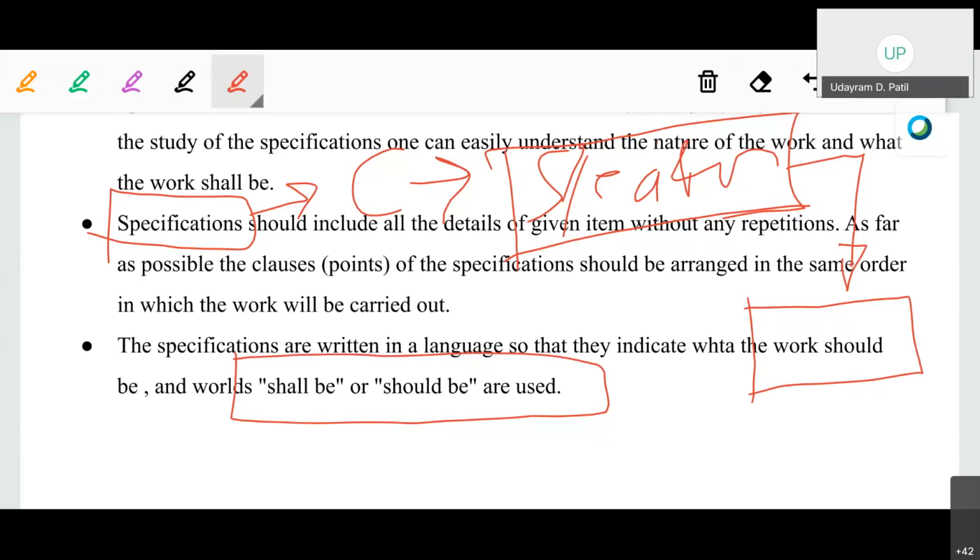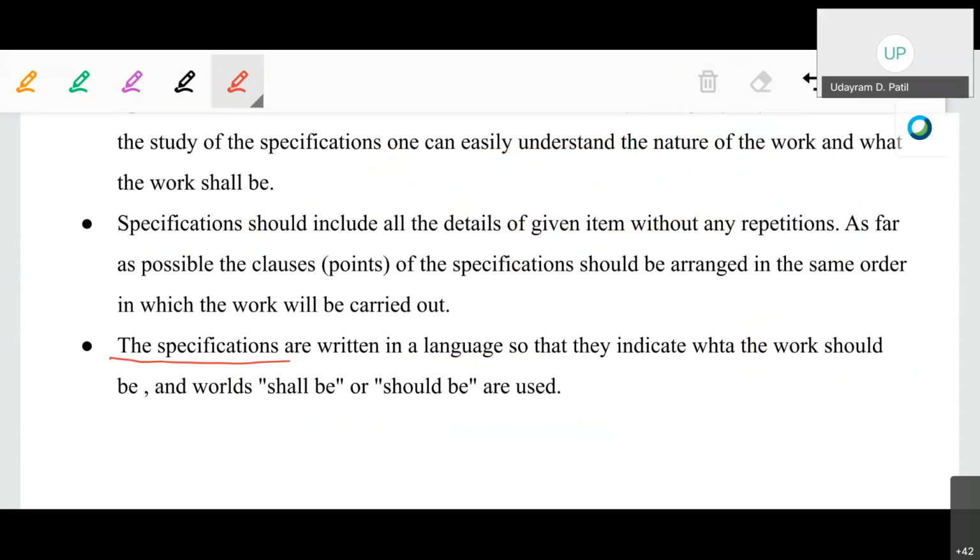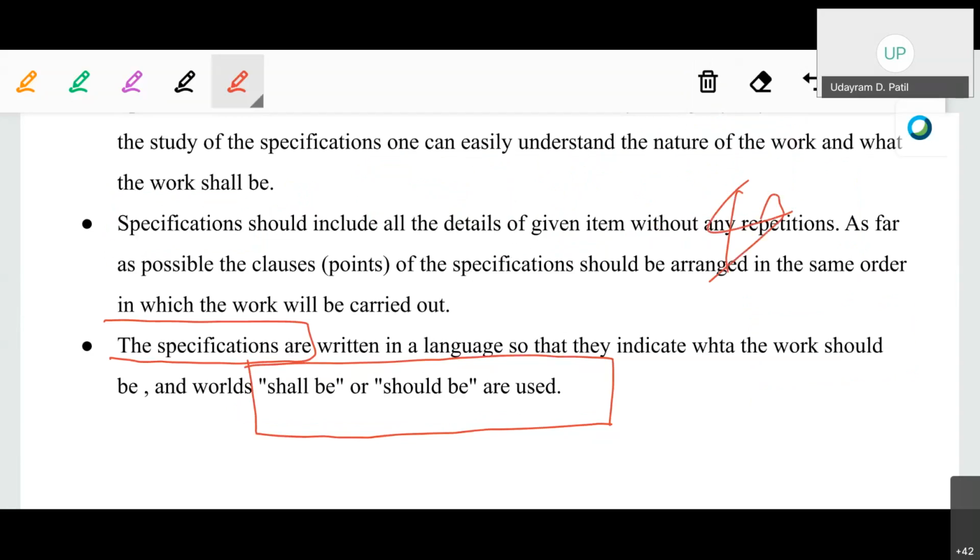Okay, therefore this is most important. Whenever we write a specification, we use shall be or should be only. Suppose in the case of cement, in the case of PCC, we are going to write the cement shall be of 53 grade or 43 grade, so that while executing the work, if the 43 grade is not available, then we can use the 53 grade.